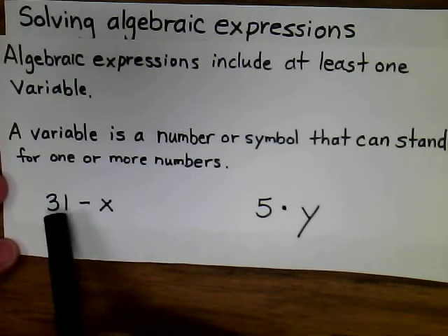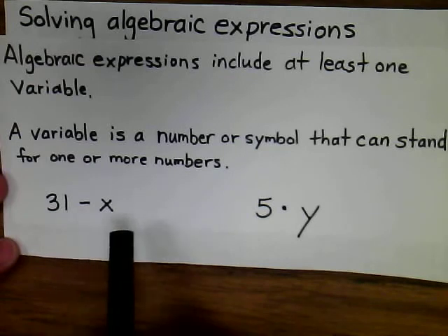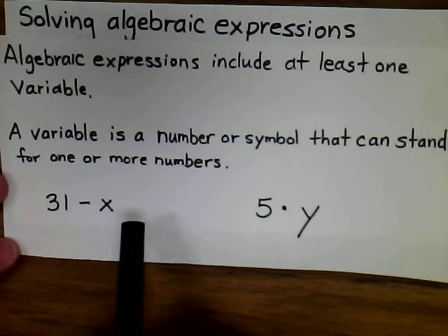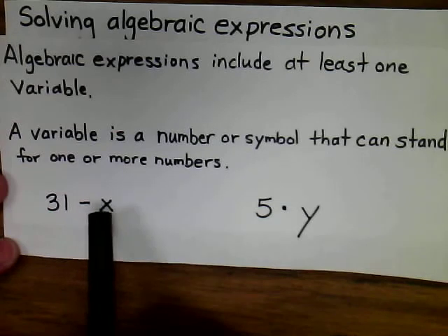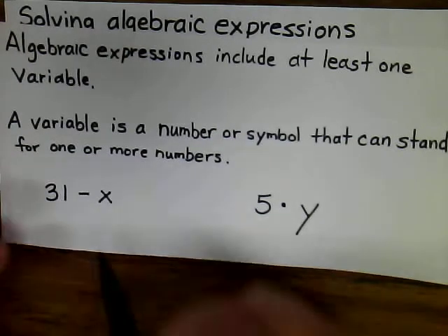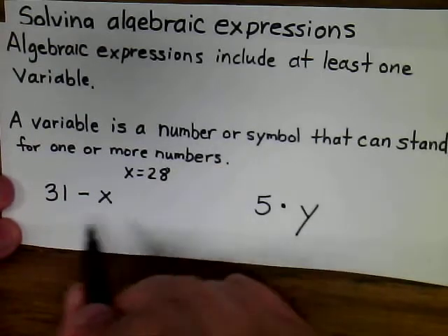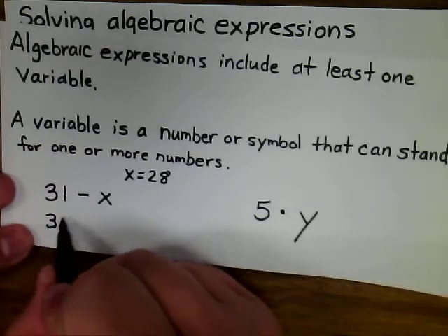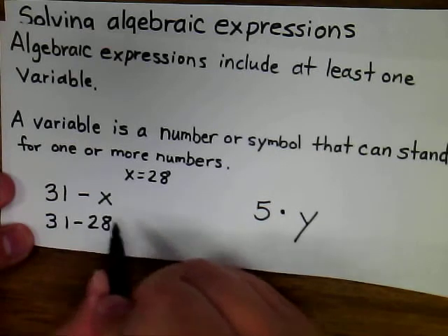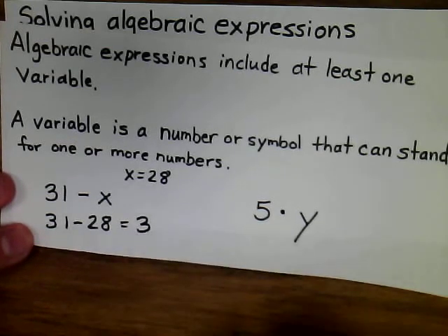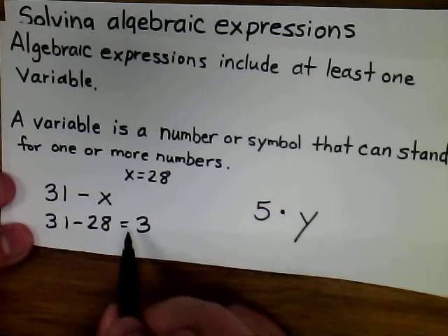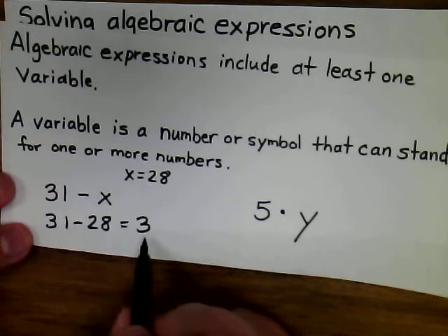For example, there are 31 desks in my room. I would like to know how many empty desks I'll have first period. Well, in order to know that, I'd need to know the value of this variable. That variable could change depending on how many students attend class today. So if 28 students attended class, x would equal 28. Then I could solve this expression and subtract 31 minus 28 to find out that there will be 3 empty desks. Now that there's an equal sign, this is known as an equation.